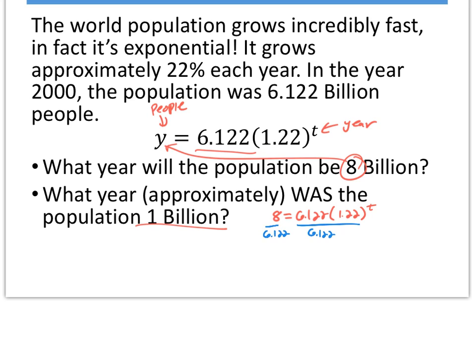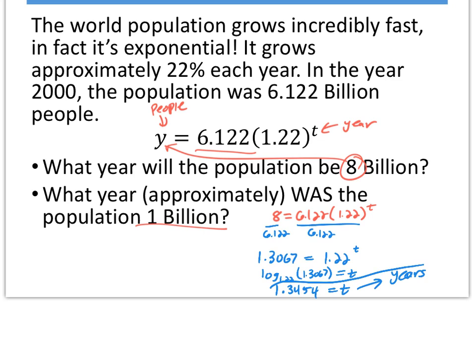So we got 1.3067 and some change equals 1.22 to the power of t. Then I got to log it. So I got log base 1.22 of 1.3067. And in a calculator, I would use the answer button so that I got the correct answer next time. And we get 1.3454 equals t, which means the years.